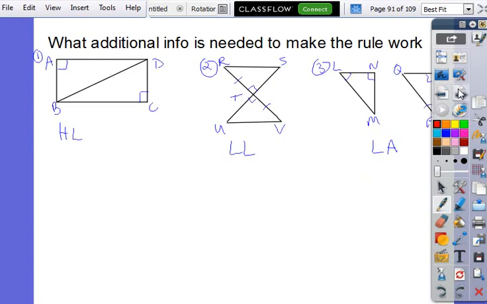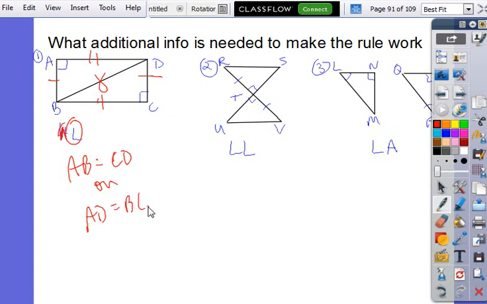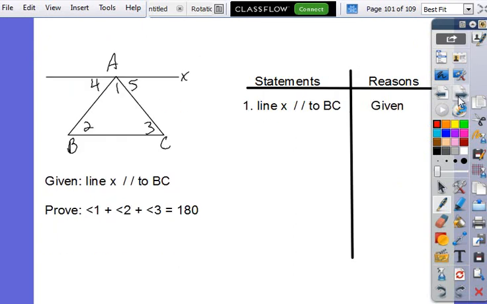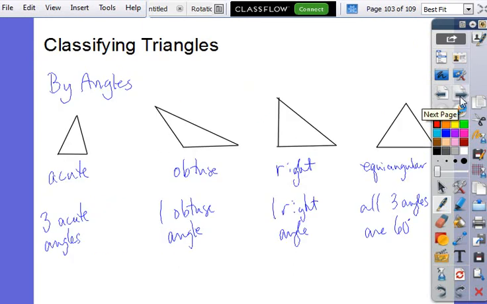So here, what is the missing information for hypotenuse leg? Well, what is BD? That's my hypotenuse. So I'm missing the leg, which could be BC, AB equals CD, or AD equals BC. Either one of those choices will work. All right, proofs. Hopefully we've done enough to get some proof points.